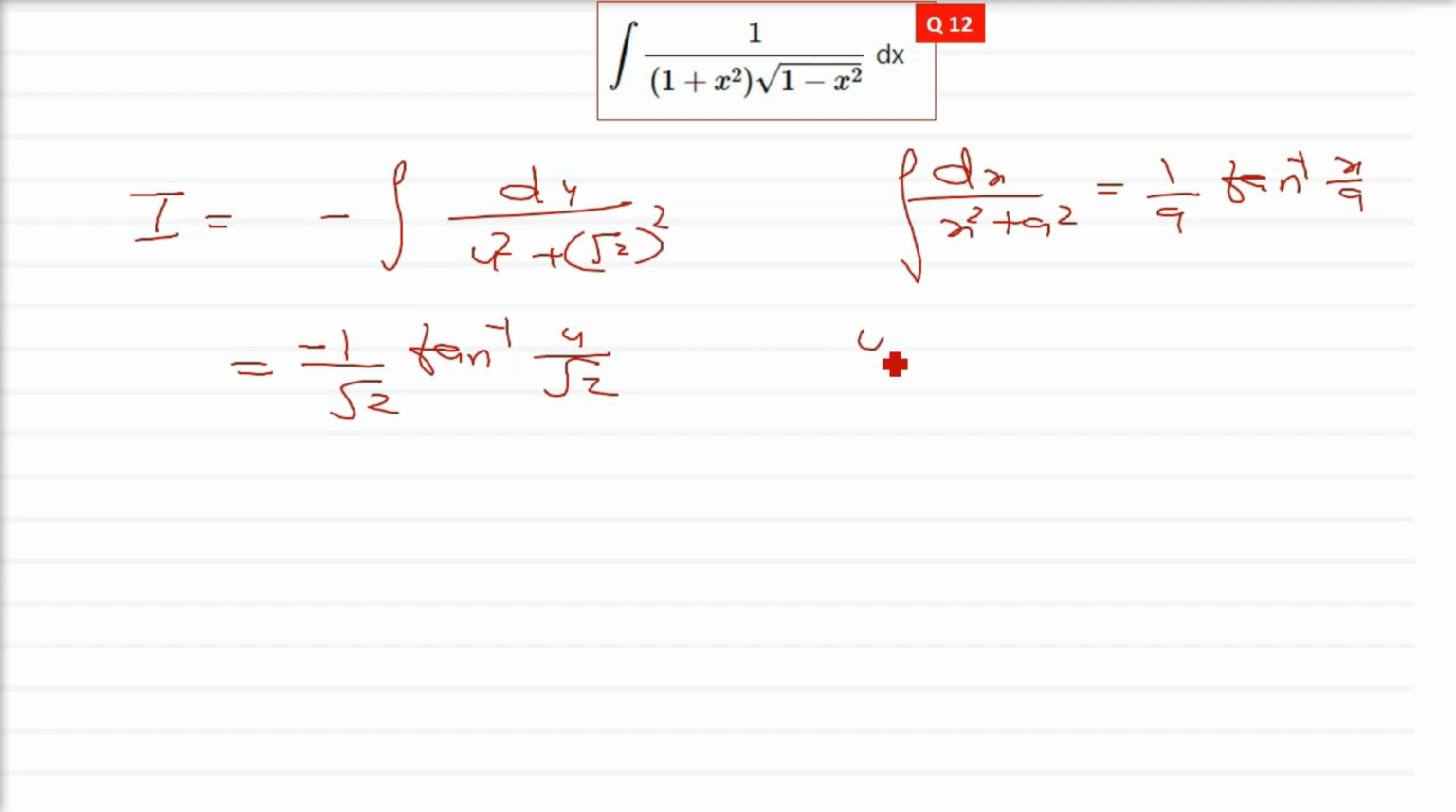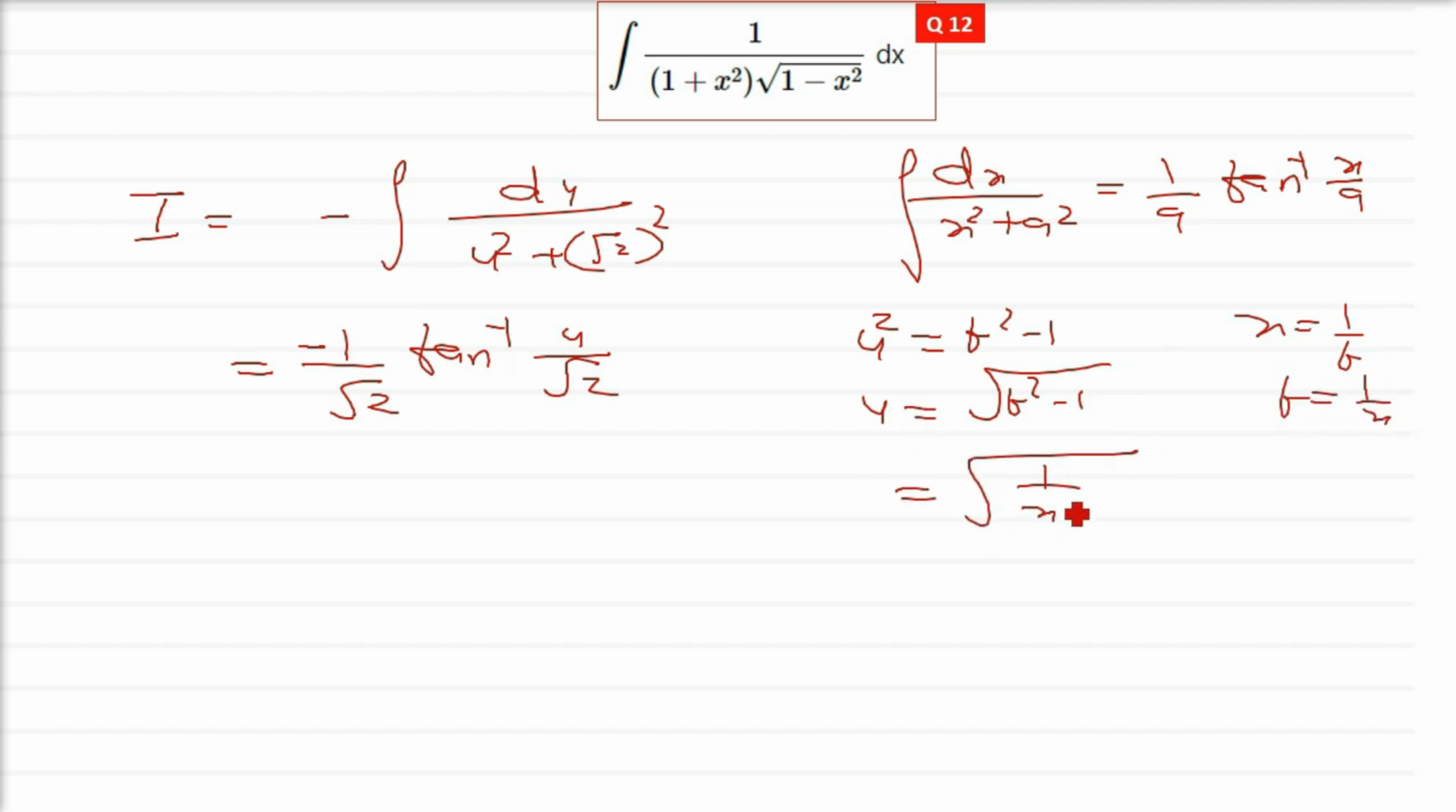Now what was u? U square was t square minus 1. So u will become t square minus 1 under root. But t was also taken as something in the beginning. X was 1 by t, so t will become 1 by x. So this u will become 1 by x square minus 1, under root. This will be 1 minus x square divided by x square, under root.